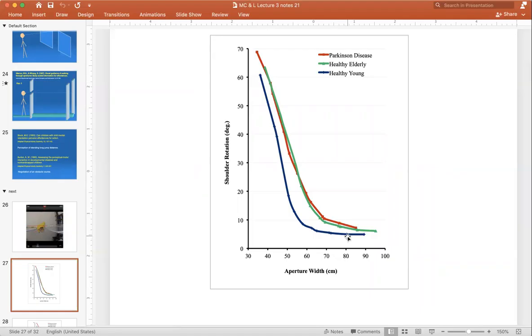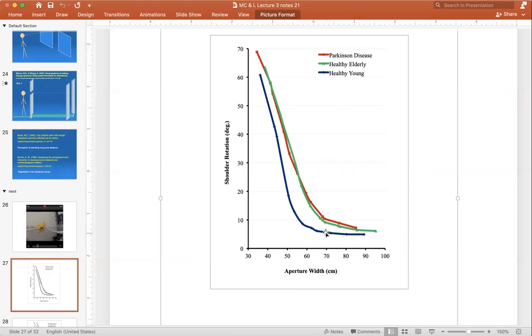Okay, so when the doorway was wide here, let's look at the healthy young folk for a start. When the doorway was wide, in absolute terms, in terms of exactly how wide in centimeters the doorway was, they rotated about, I don't know, 5 degrees. That was their normal body sway as you walk.